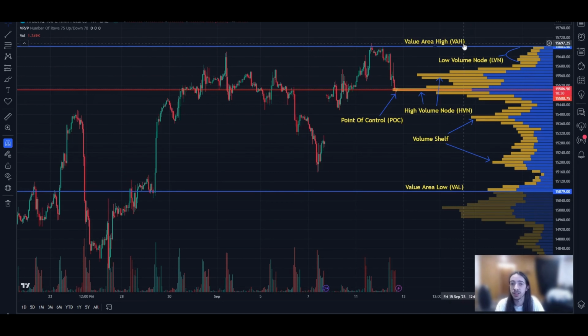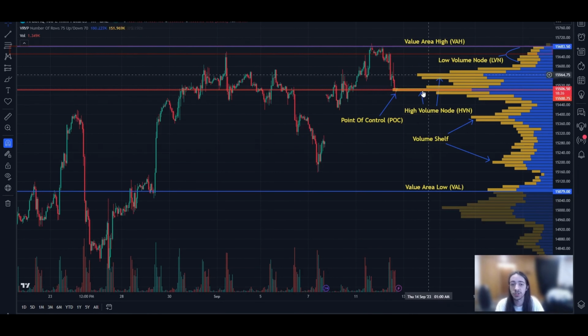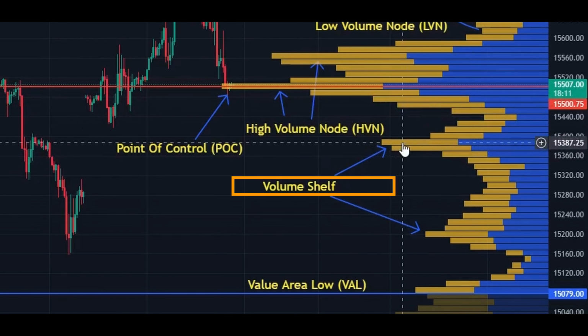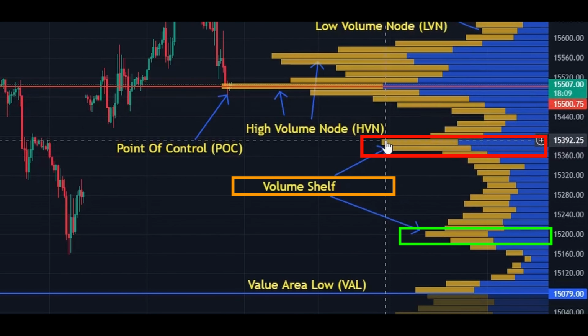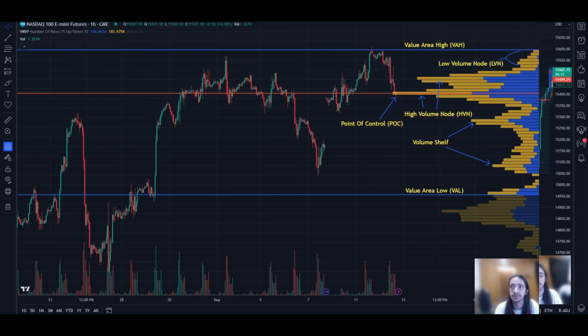A value area high would be the top of the volume profile range. The value area low would be the bottom, so this would be the 30, this would be the 70. And volume shelves would be areas where there is strength, but maybe not as much strength as there would be for a high volume node. So we want to know the difference between a high volume node that could really work as a support or resistance, and just, you know, an area where there was a volume shelf, there was extra volume on the chart.